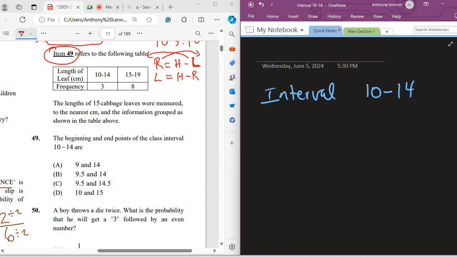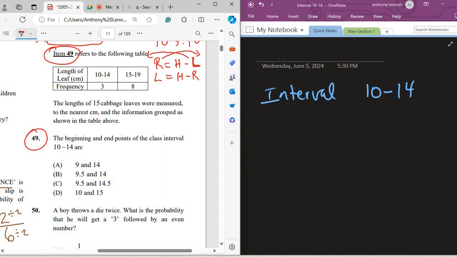Cabbage leaves, basically. They were measured to the nearest centimeter. When I say nearest centimeter, it means that if one of them is like 14.2 centimeters, they would round that to 14. 14.5. Where would that go though? Where would the 14.5 go? So that's what they're asking you here in 49, basically. Remember the leaves were rounded to the nearest centimeter. So if one measures 15.2, they're going to round it off to 15, 15.5 or 19.5, and so forth.